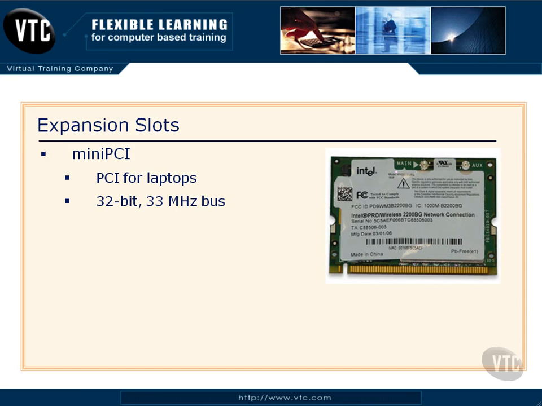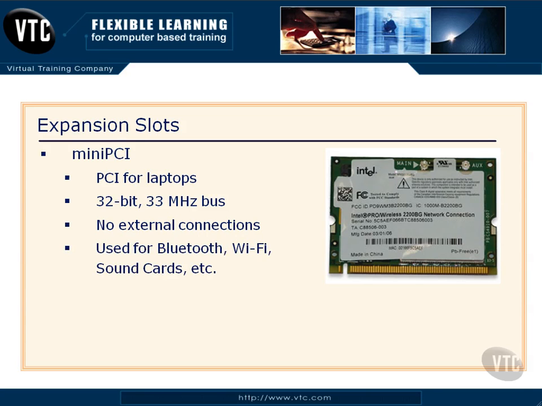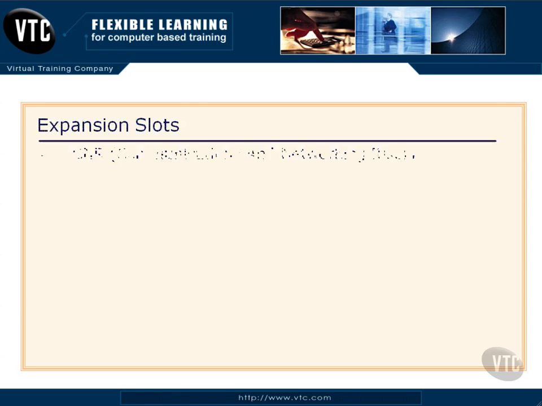Now this is a 32-bit device, runs at 33 megahertz, and it does the very same type of functionality that a PCI expansion device does in a desktop computer, except there are no external connections to the mini PCI. Make sure you remember that on the exam. The mini PCI goes in laptops and there are no external connections. So what can we do with it? Well, you can use it to handle functionalities like Bluetooth connectivity, Wi-Fi, sound cards, that sort of thing. This has become very popular in laptops, and you still see it in a lot of laptops.